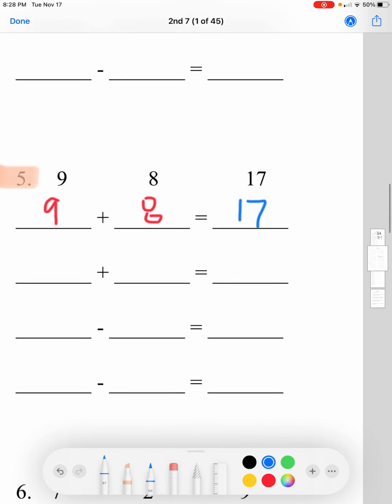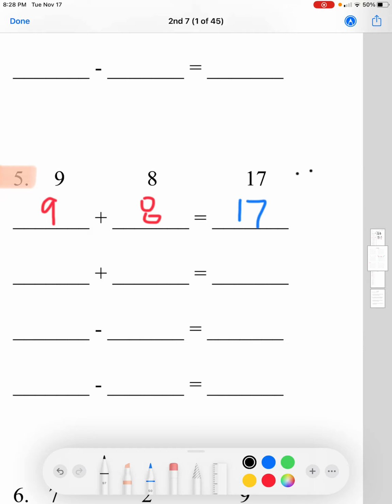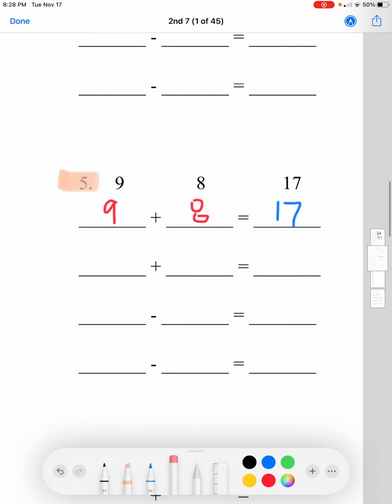We know 9 plus 8 equals 17. You can demonstrate it here. 1, 2, 3, 4, 5, 6, 7, 8, 9, and then 1, 2, 3, 4, 5, 6, 7, 8. If you count this all up, you're going to get to 17. So 9 plus 8 equals 17. Another way you can do an addition sentence with these three numbers is to flip the order of the addends. 8 plus 9 also equals 17. It's essentially the same thing, you just switch the order. The order doesn't matter when you're adding.